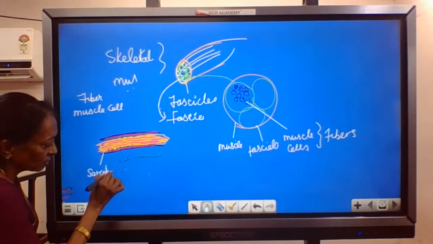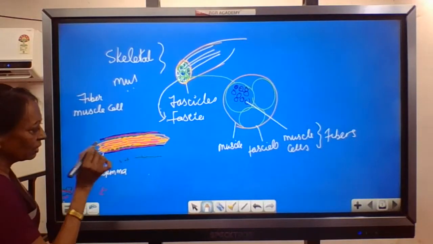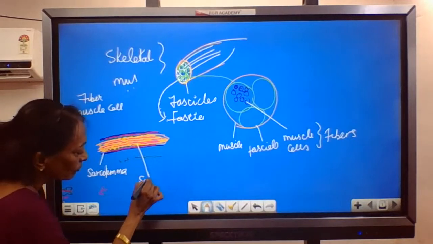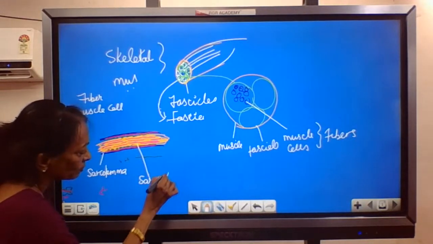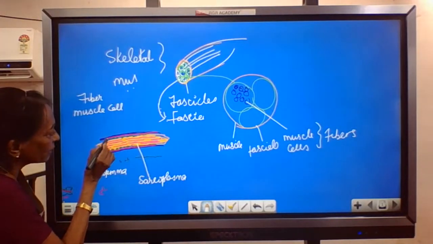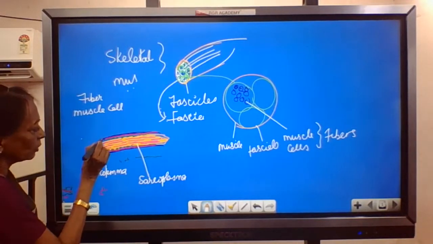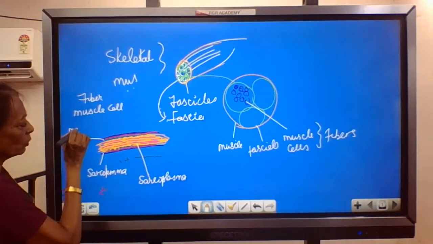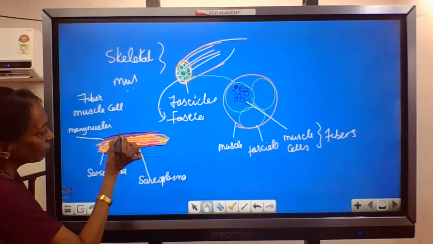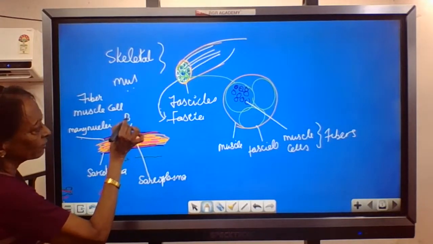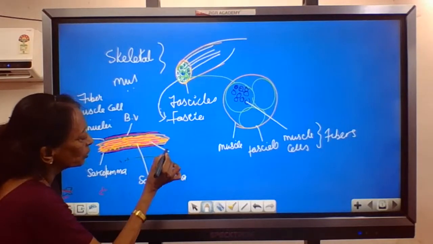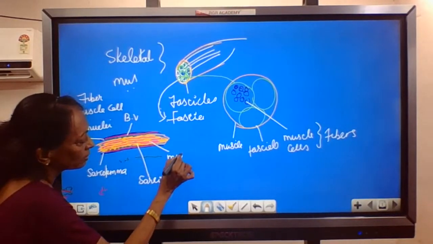sarcolemma. Now the central one, the yellow thing, is the sarcoplasm. And it has many nuclei. The green things are the nuclei. Then the blood vessels on top. Then in the cytoplasm, the pinkish lines which I have shown are called myofibrils.